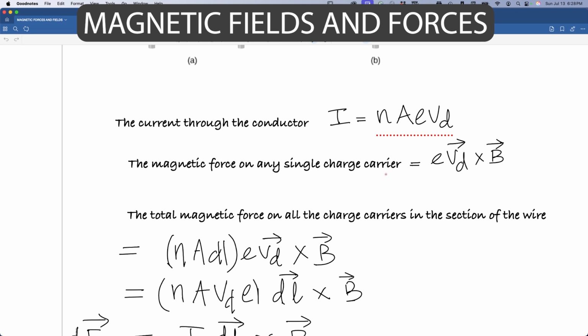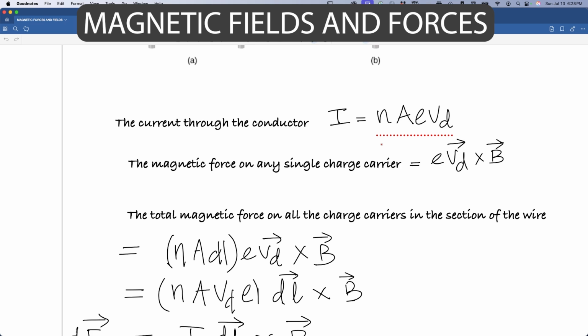The magnetic force on any single charge carrier is given by q v cross B. Now instead of q, we are just using e, which is the charge of the electron. No difference here. Okay? F is q, velocity cross B. Now that's the force on a single electron. To find the force on the entire conductor, we have to multiply this with the number of electrons in that conductor. How many electrons do we have in 1 meter cube? These many, n. That's in 1 meter cube.